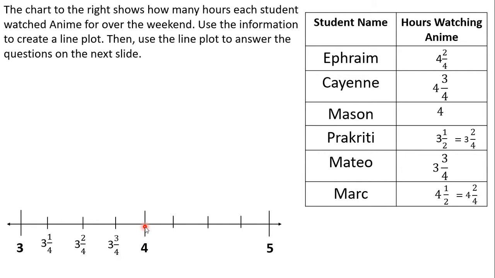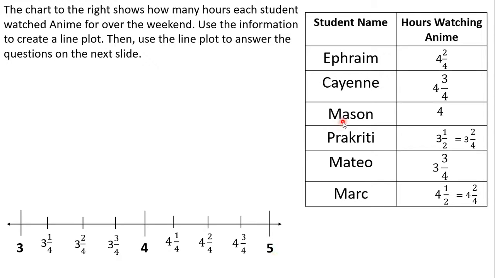Let's do the same. Add 1 more fourth to 4 and we have 4 and 1/4. Add another fourth and that's 4 and 2/4. Add another fourth, that's 4 and 3/4. And add another fourth, that's 4 and 4/4, which is the same as 5 wholes. Now that we've labeled our number line, we can plot these points to create our line plot.